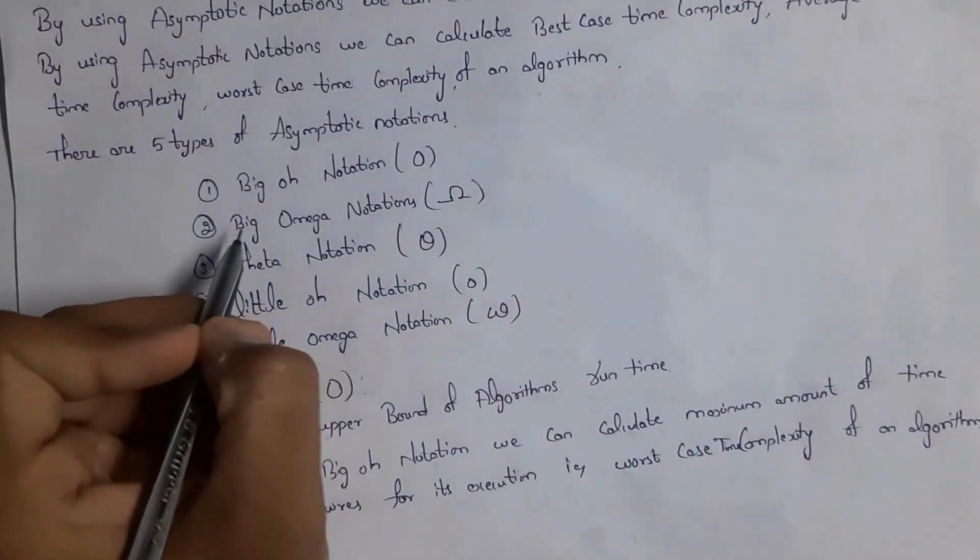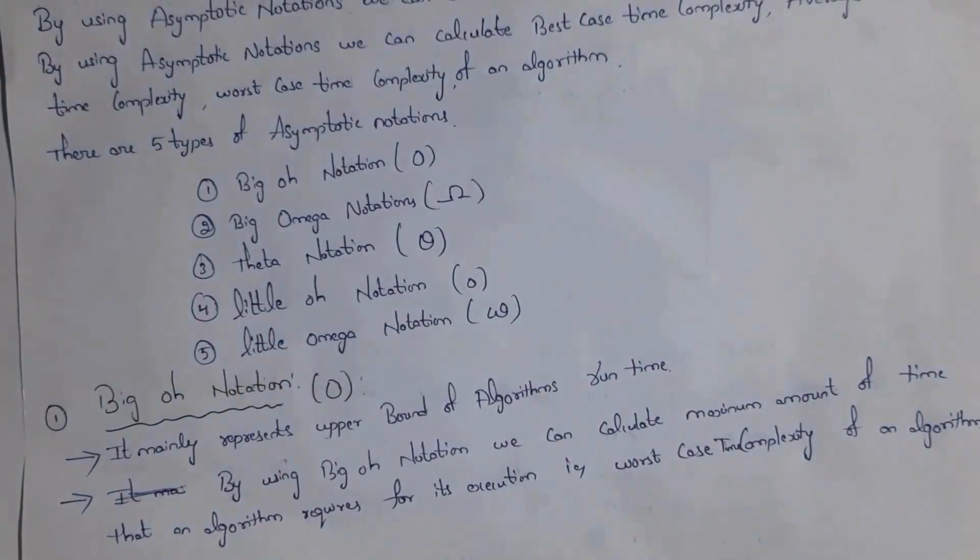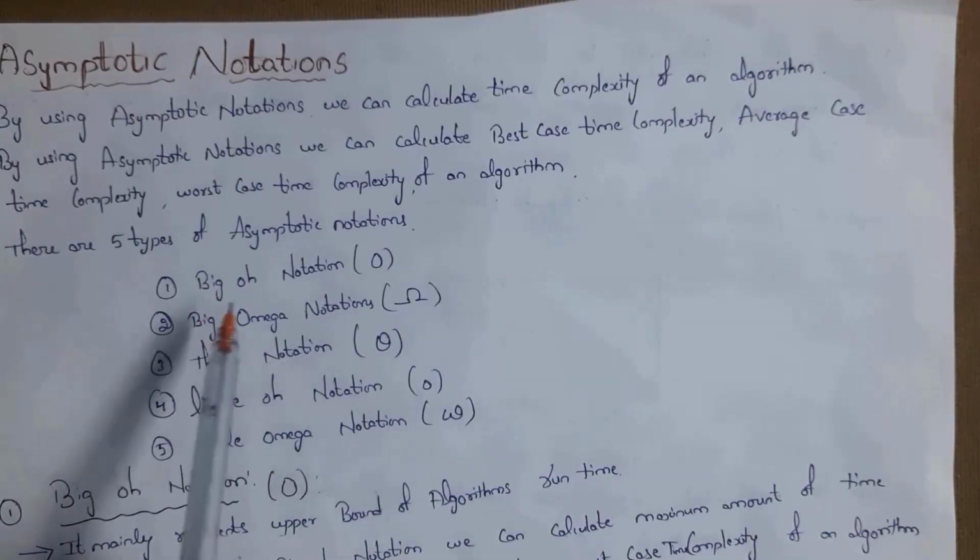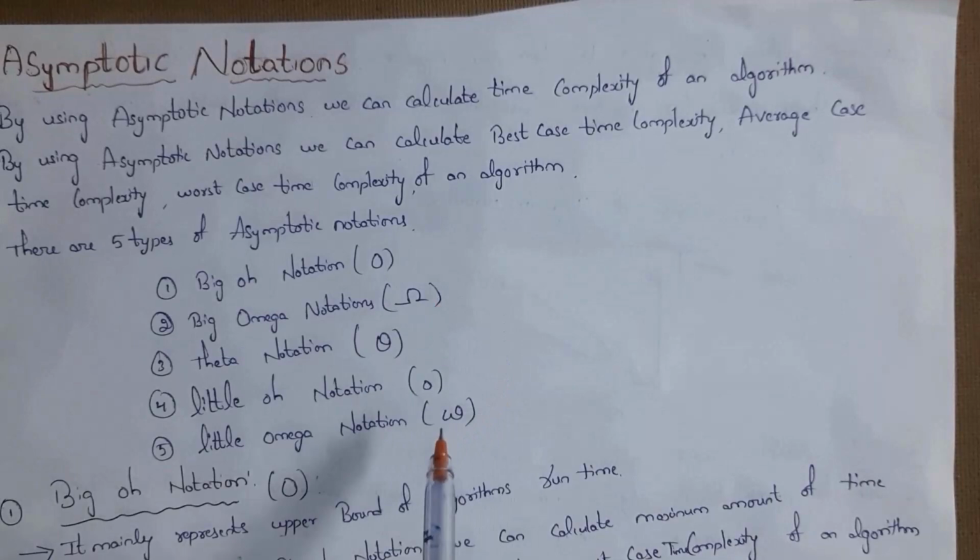Next I will explain big omega notation. If you understand this big O notation, the remaining notations are very easy to understand because all are the same as big O notation, only with some small changes.